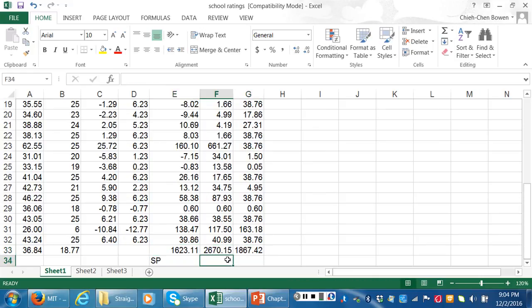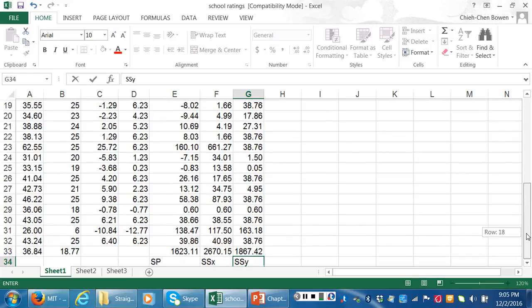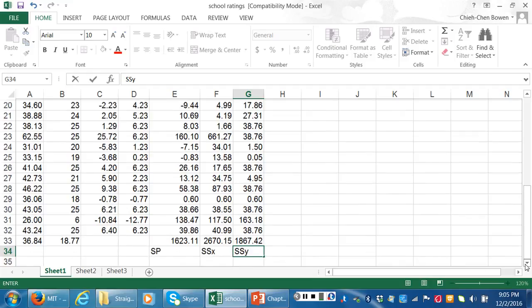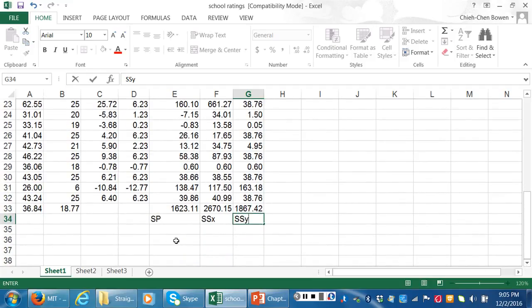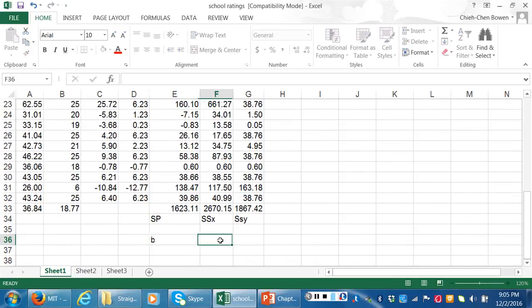So this number is actually the sum of squares of x. And this number here is the sum of squares of y. Okay, now let's do a little more calculation. If you remember, we need slope b. Slope b is SP divided by the sum of squares of x, and hit enter.